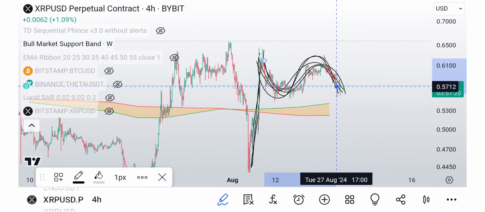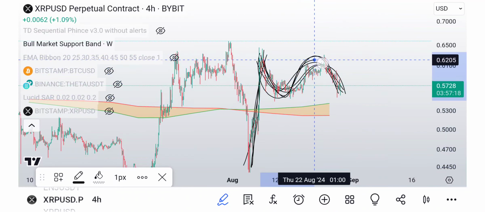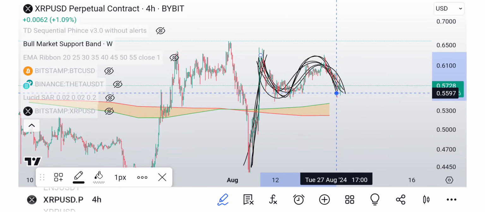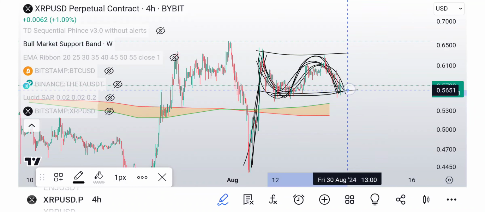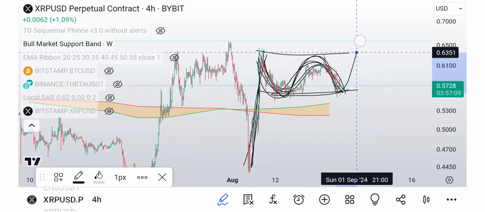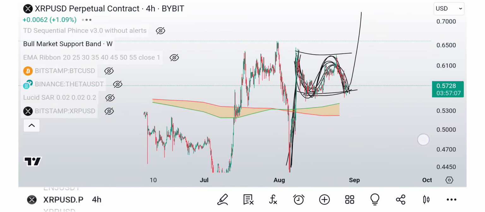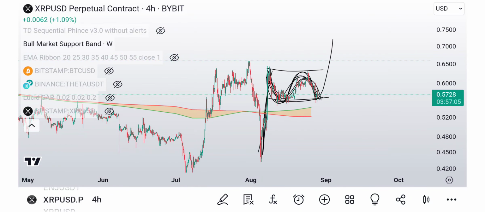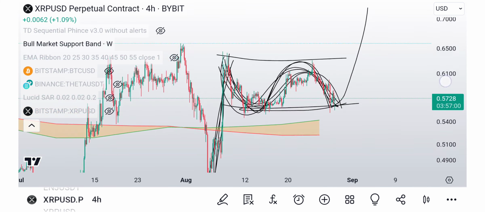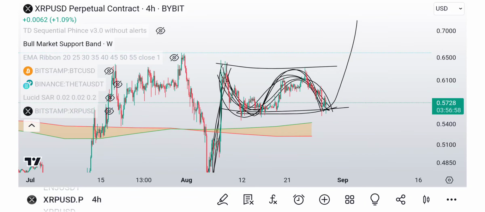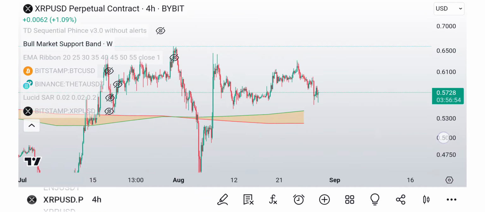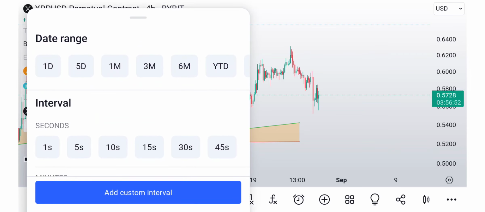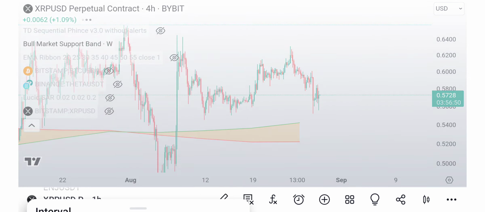So if this is a flat, if this is a 1, and this is a flat for a 2, and we're right back here, right? You can see that. We're right back here at support. Let's freaking go. I mean, that's kind of what I'm looking at. That's what it looks like to me. Now, is it finished? That's the thing. It could be an expanded flat, right? So let me zoom in to the 1 hour here.